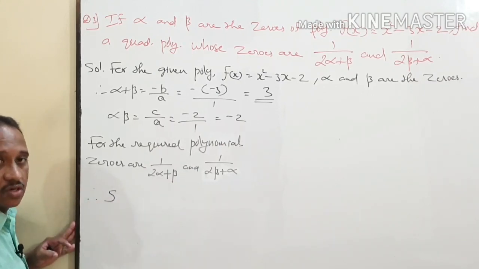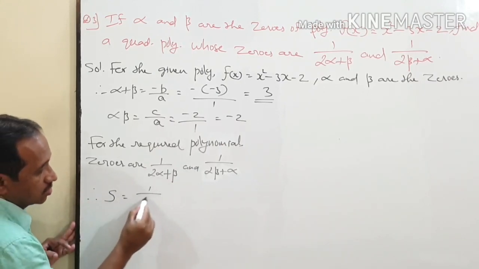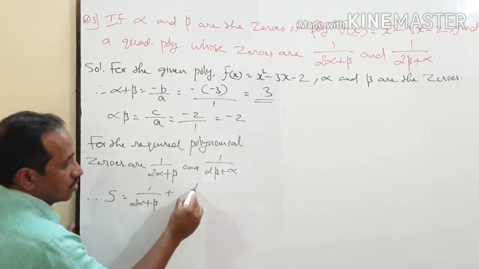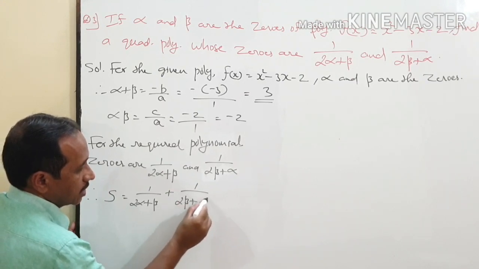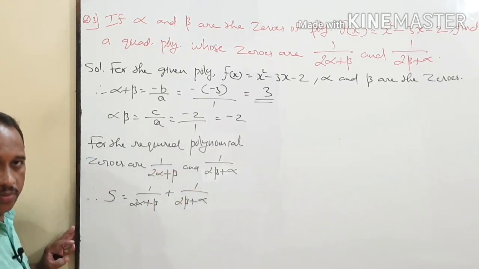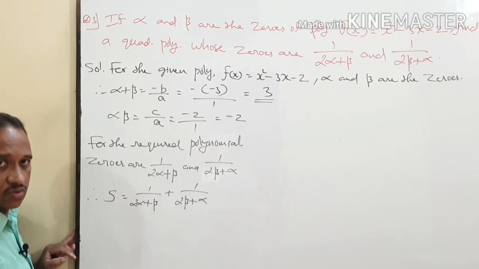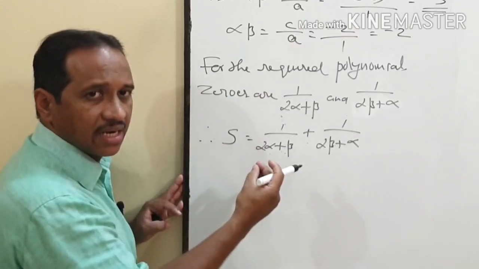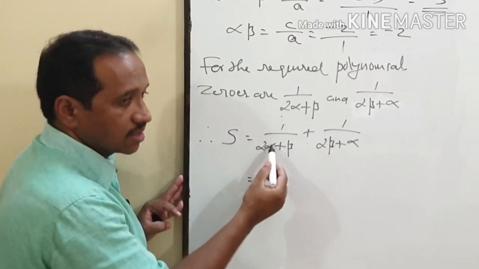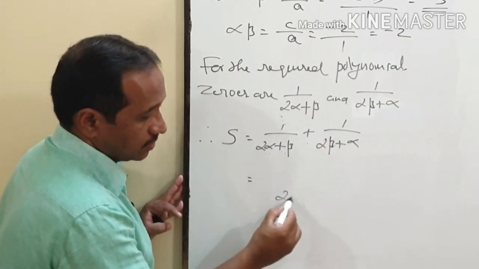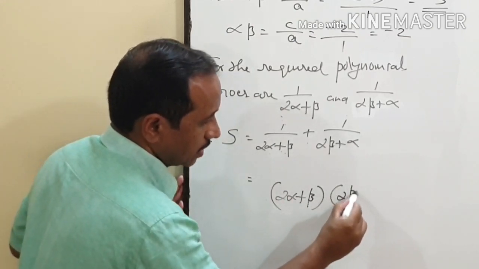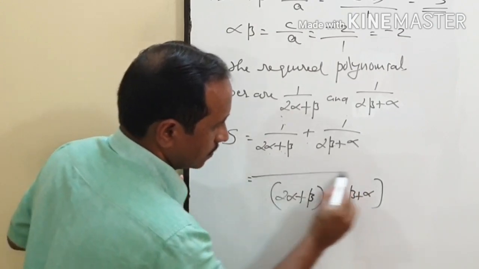Let the sum be denoted by S. S is equal to 1 by 2 alpha plus beta plus 1 by 2 beta plus alpha, because to write a quadratic polynomial, we need the sum of the zeros. For that, we just add these as if they are two fractions. So here the LCM is 2 alpha plus beta into 2 beta plus alpha.